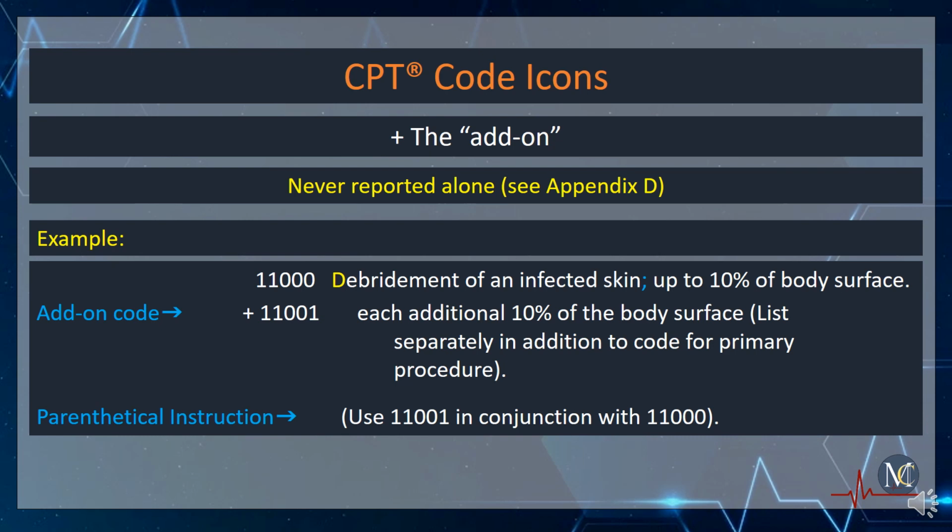Add-on codes are never reported alone. An add-on code should be reported along with its primary code. Let's take an example. Code 11000 is a primary code. Below code 11000, there is code 11001, which is an add-on code. Below the add-on code, there is an instruction for using it. According to that instruction, if we use the add-on code, we have to use it in conjunction with its primary code. And we can't use the add-on code alone.